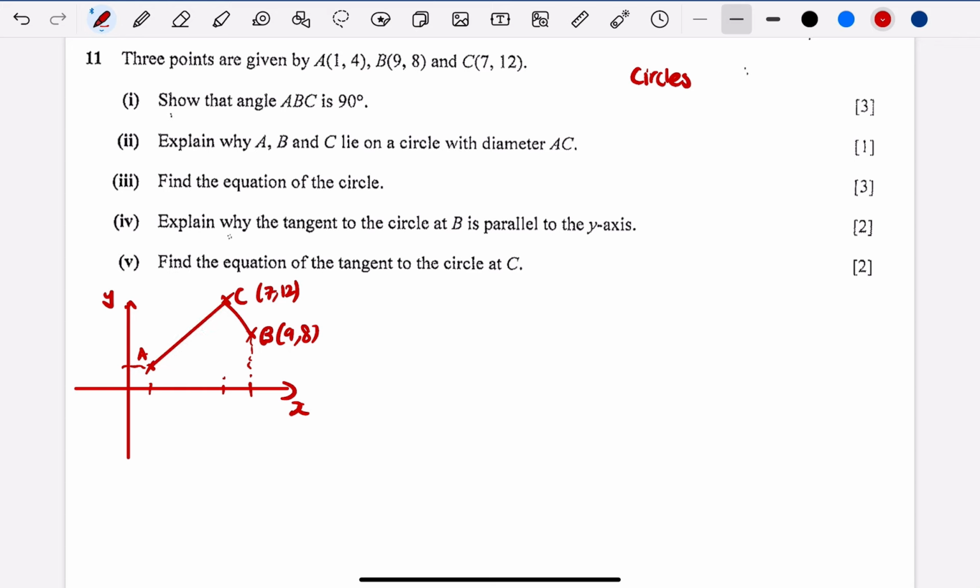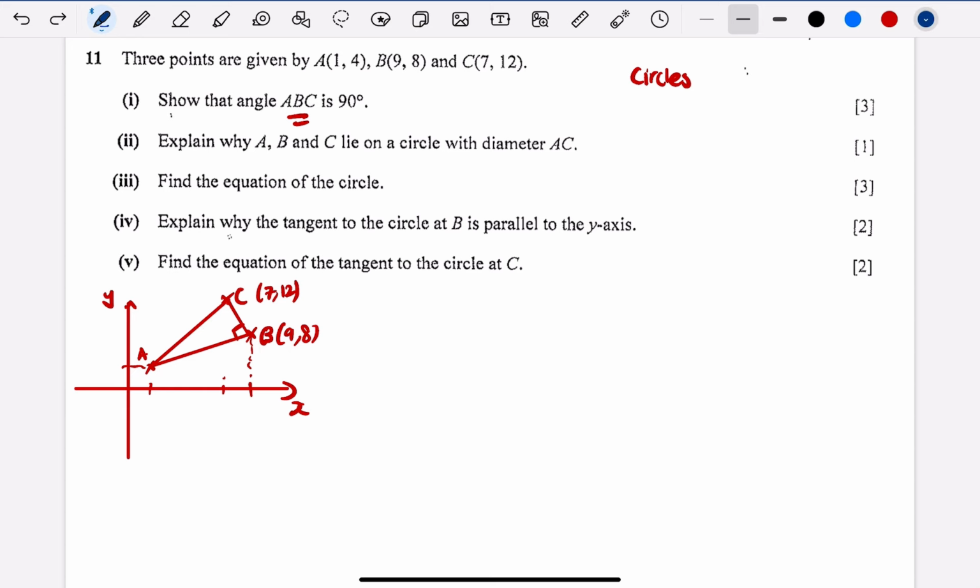Because these 3 points basically form a triangle. And they tell you to show that angle ABC is 90 degrees. Even though I never draw this very accurately, there is a 90 degrees over here. Some students will think it looks like a triangle, so I can use Pythagoras' theorem. But in reality, you don't need to do that because it's only a 3-mark question.